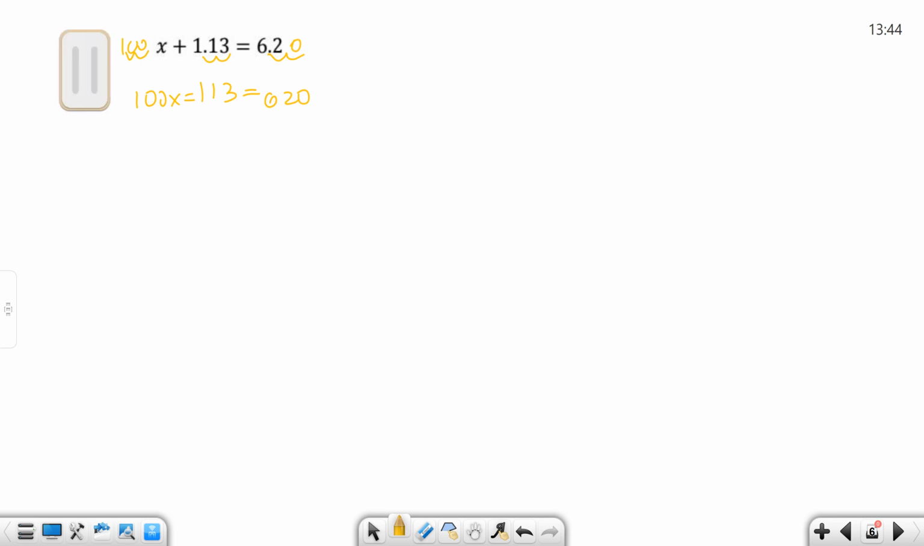I'm going to choose not to do that here because this is already just good old x. There's no decimal associated with the coefficient of x, so I'm not going to worry about trying to do that.